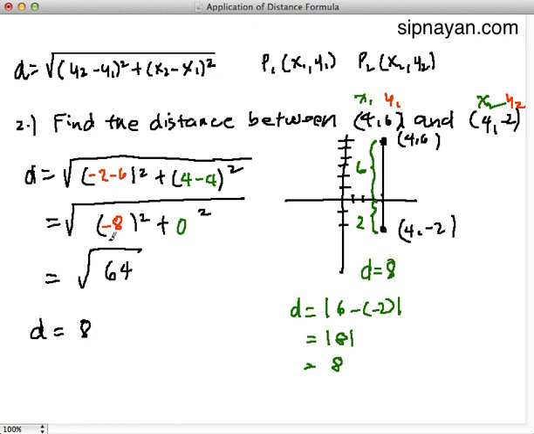So ang distance formula works for all pairs of points. Ano? Yan man ay located siya sa horizontal line segment or horizontal line, yan man ay located sa slanting na line, or yan man ay located sa vertical line. No? So that's the application of the distance formula.